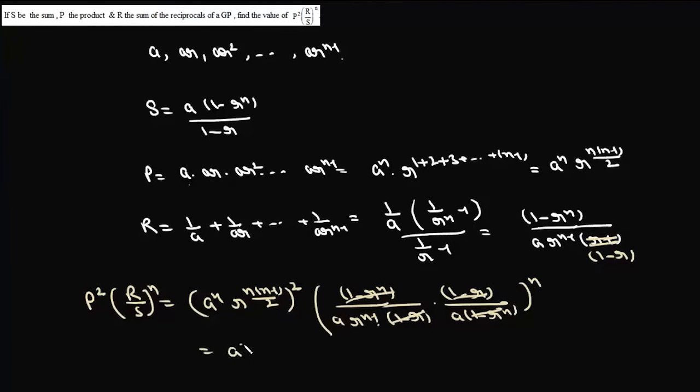This is a to the power 2n, r to the power n, n minus 1, and here it will be 1 upon a to the power 2n and r to the power n, n minus 1, which will cancel. So the value of this expression is 1, and that is the answer to this question.